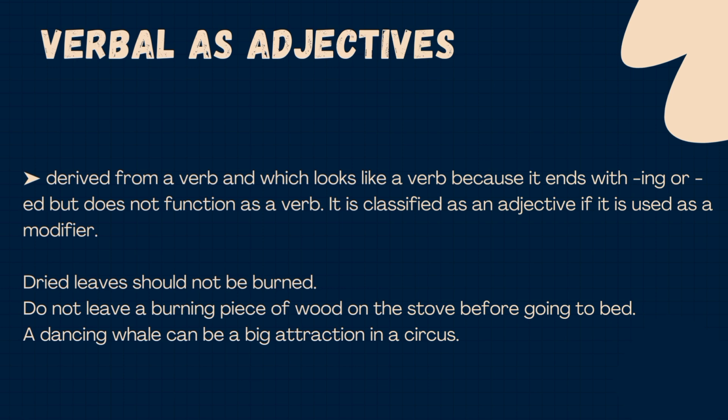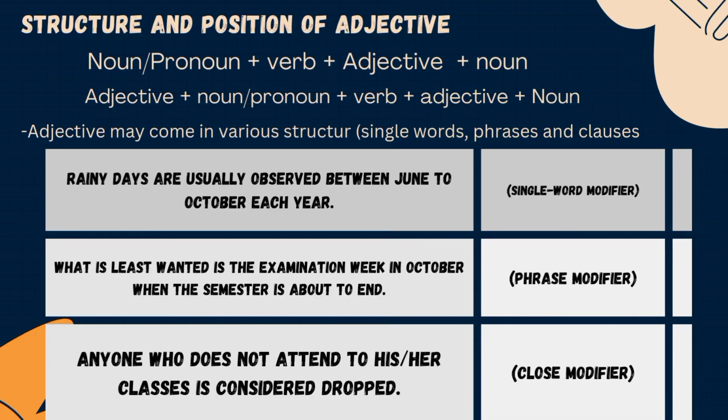A dancing wheel can be a big attraction in a circus. Dancing is an adjective derived from the verb dance. It's all about structure and position of adjectives. So, sa English sentences, may iba't ibang position ng pwedeng paglagyan ng adjectives, depende sa nais bigyang diin.